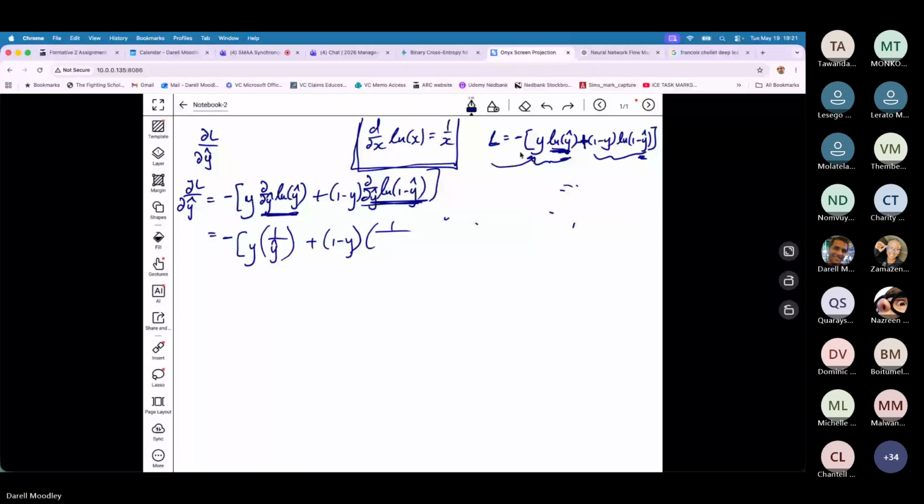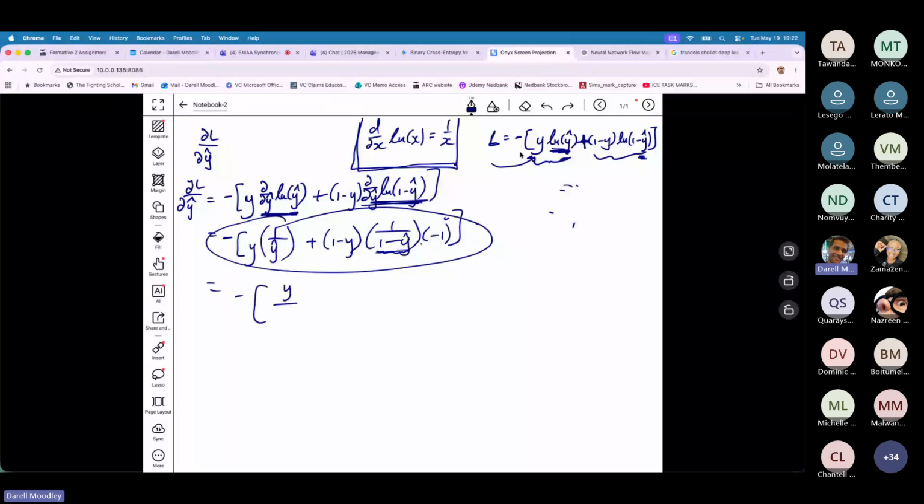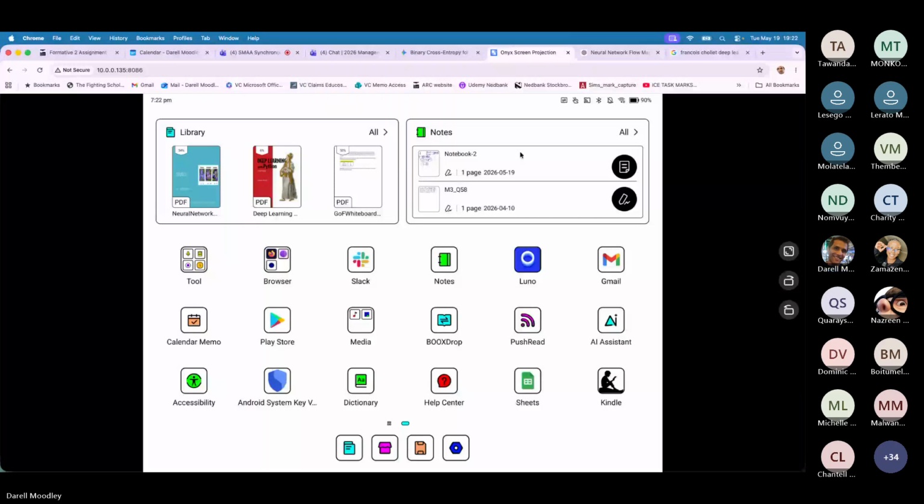And just one more note, because this is 1 minus y hat, I have to take the derivative of this again, because this is a chain rule. I'm applying the derivative to the ln of it, and then I'm applying the derivative to this part in the denominator again. So it's minus 1. And if you simplify this whole thing here, you get minus y over y hat minus 1 minus y over 1 minus y hat. Okay, so now if I bring this back to our whiteboard, where is it? Here.